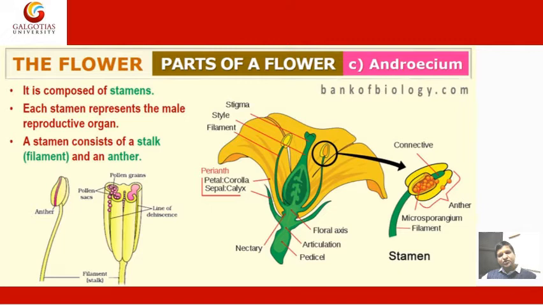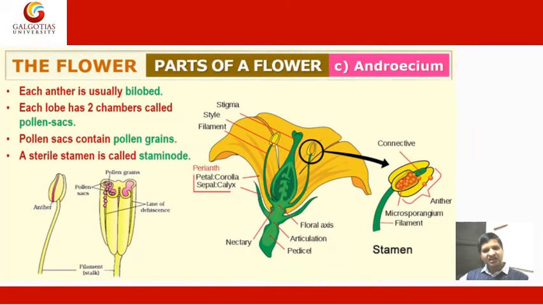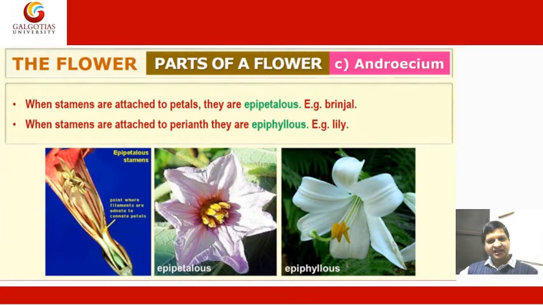Androecium. It is composed of stamens. Each stamen represents the male reproductive organ. A stamen consists of a stalk, that is the filament, and an anther. Each anther is generally bilobed. Each lobe has 2 chambers called pollen sacs. Pollen sacs contain pollen grains. A sterile stamen is called staminode.